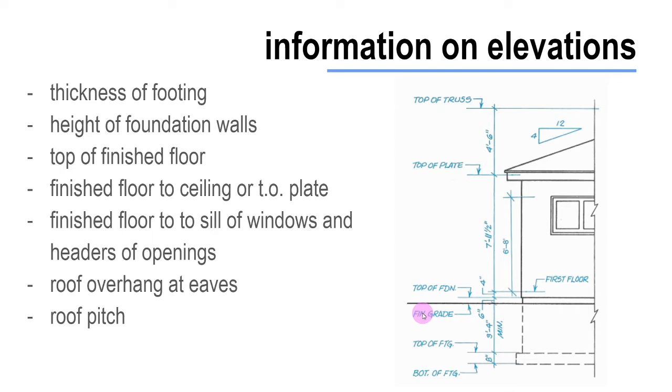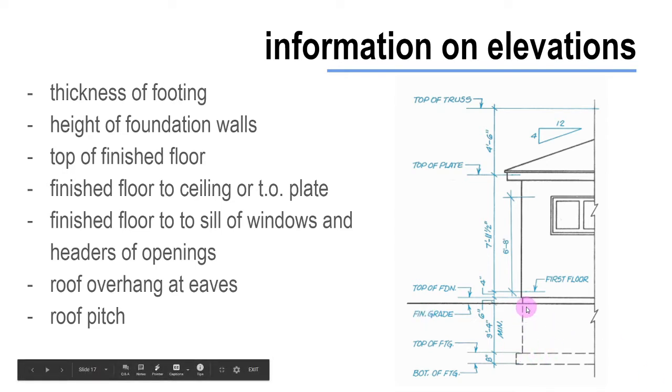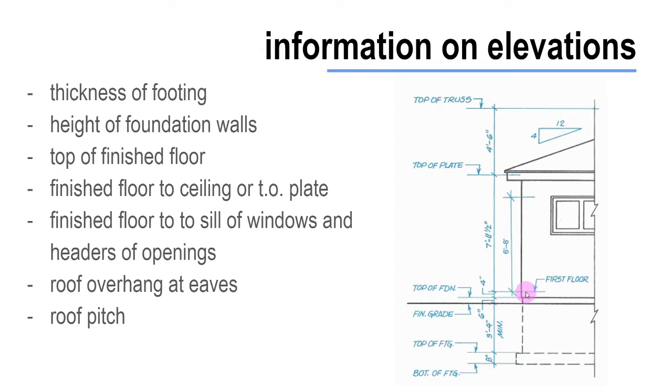Other pieces of information that you'll find in elevations are the thickness of the footing, the height of the foundation walls, the height of the top of the finished floor to the ceiling, or what we call the top of plate, the finished floor to the window sills or the window headers, any roof overhang at the eaves, and whatever the pitch of the roof may be, which we describe as a rise over run. So how many inches does it go up to how many inches does it go over?